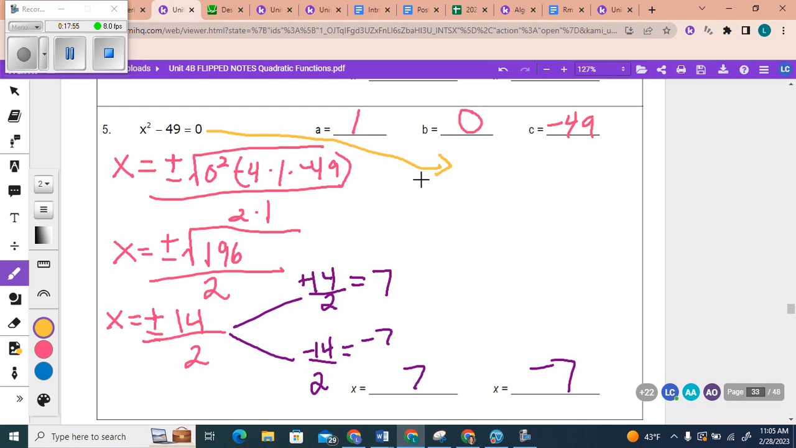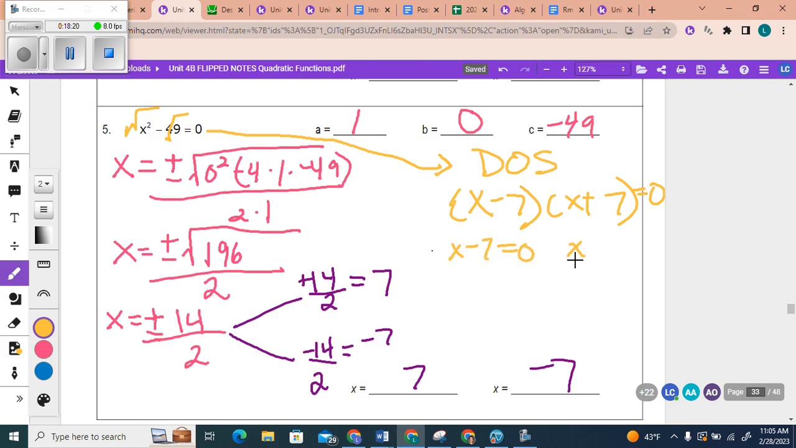Remember those? Difference of squares? Good. We can take the square root of x, and we can take the square root of 49. So we can break this into x minus 7, x plus 7. Remember this? So I can just do x minus 7 equals 0, x plus 7 equals 0. Is this easier? I think so.